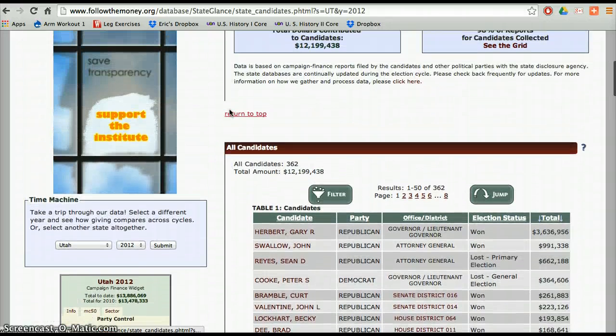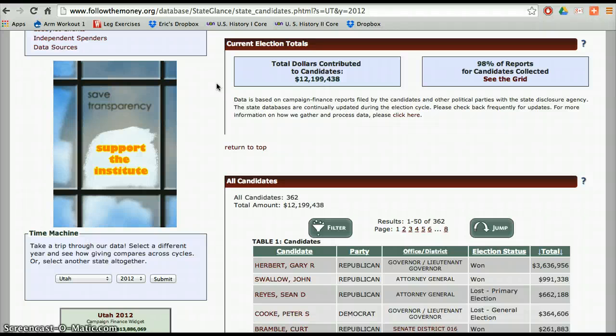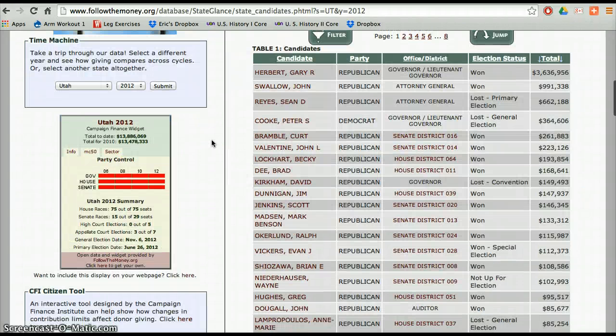Now this is from 2012. We don't have any information about the upcoming election yet. And I believe that's because they're not allowed to start receiving funding until a certain date, which has not happened yet. Okay, and so we're looking at the 2012 elections to see who funded them.